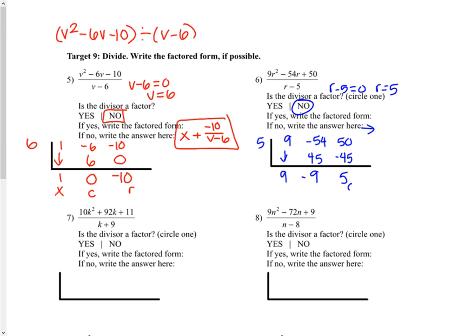So I have my remainder, I have my constant, and I have my x. So my answer is going to be 9x minus 9 plus 5 over r minus 5. Sorry, this should be a 9r, so you can write it as 9r or you can write it as x. Just make sure you are consistent on what variable you use.